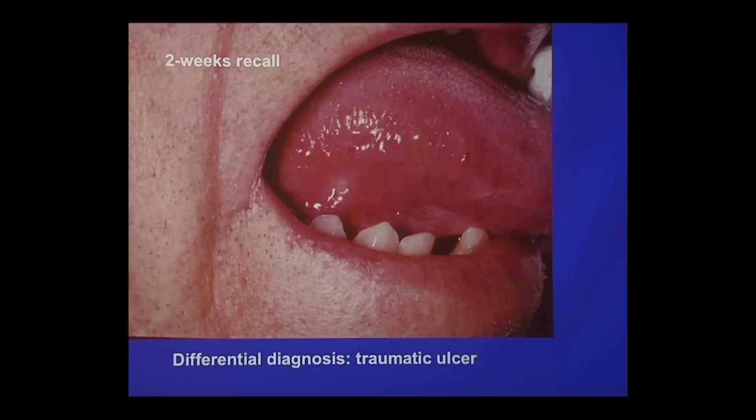But a week later, actually it was looking a lot better, and 2 weeks later, it's completely gone. So this is an example of a traumatic ulcer that was just caused by this really sharp edge. Again, the history, we look at the other teeth. I mean, this helps us kind of cinch down the diagnosis, right? Of course, had it not healed, then we would have biopsied it.